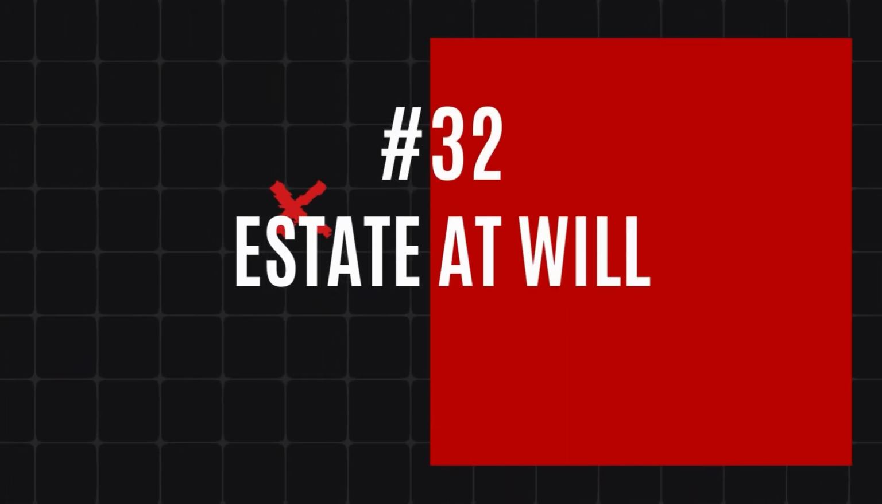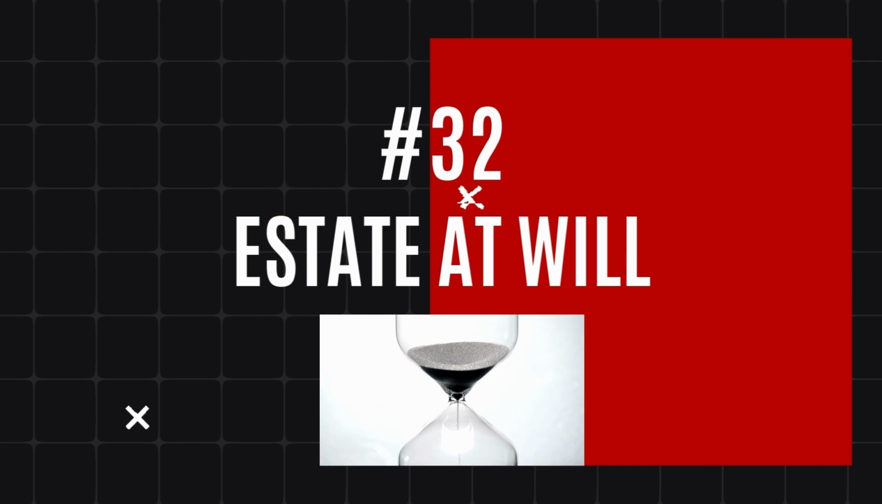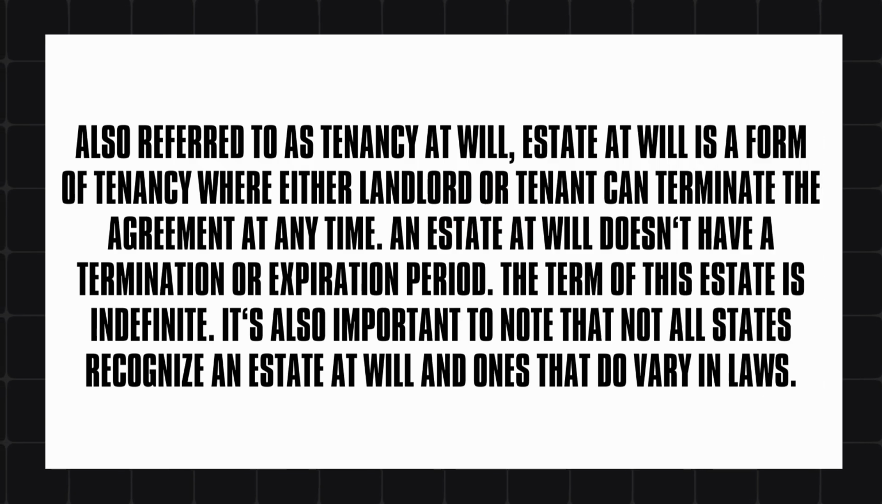Here comes another term: estate at will. Estate at will or tenancy at will is a type of rental agreement where both the property owner and the tenant have the freedom to end the agreement at any time. This flexible arrangement doesn't have a fixed expiration date, making it an indefinite tenancy. Keep in mind that not all states acknowledge estate at will, and regulations may vary in those that do.